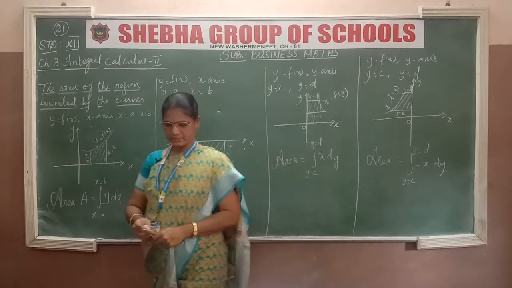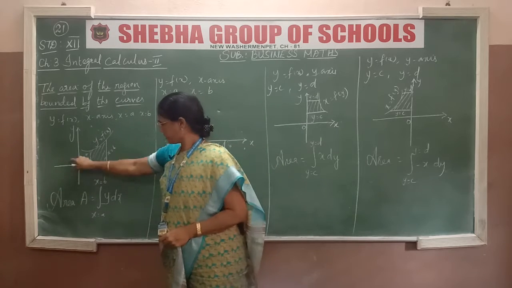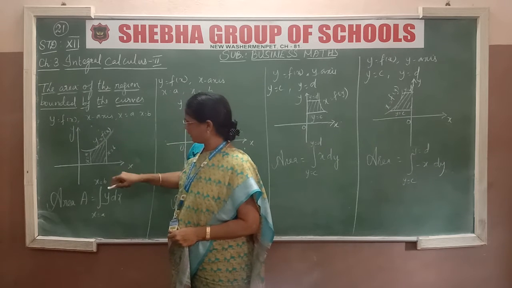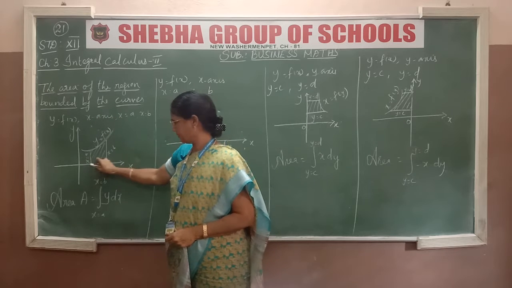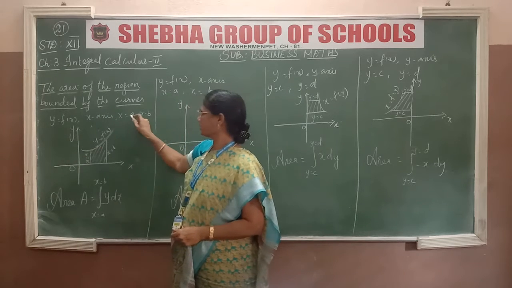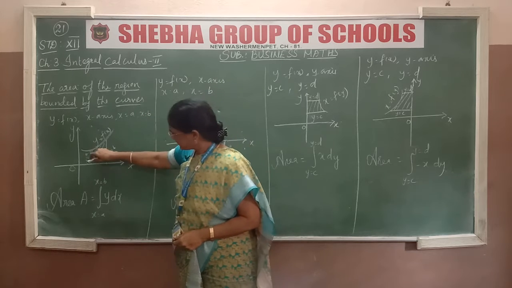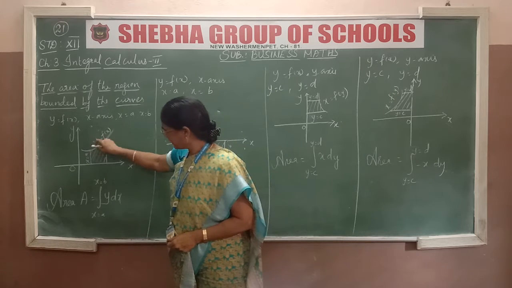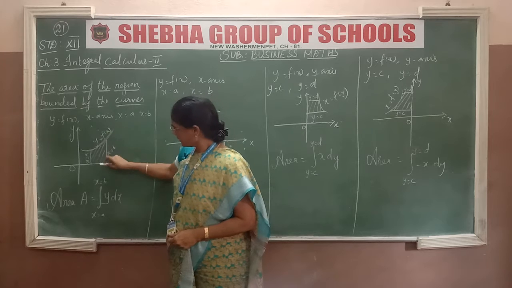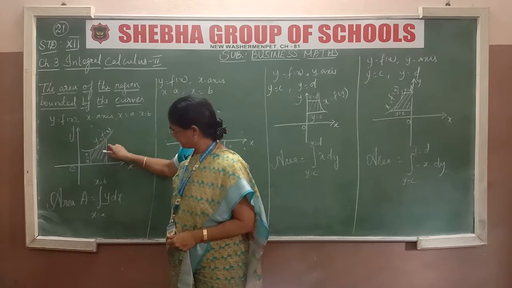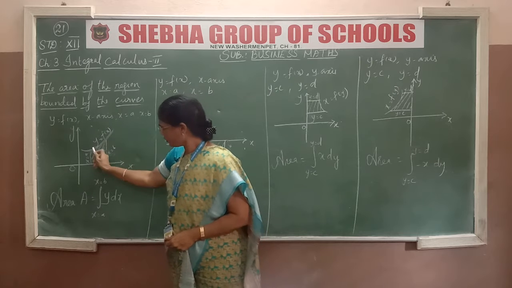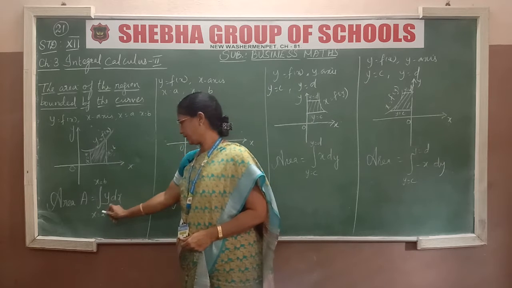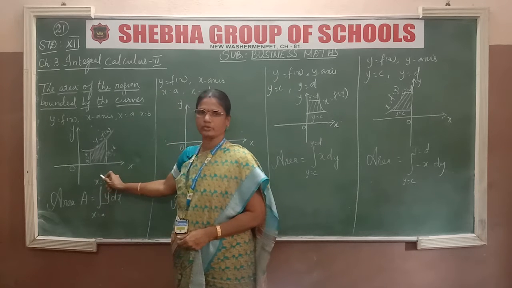Listen, 4 types are there. The first one is like this: y is equal to f of x is a curve. Take this as y is equal to f of x and the x-axis. This is our x-axis and x is equal to a, x is equal to b. This is the line x is equal to a and this is the line x is equal to b. Bounded by these 4 lines we have the region, this shaded region. We have to find the area of this shaded region. Its formula is integral y into dx. Our limit is x is equal to a to x is equal to b.